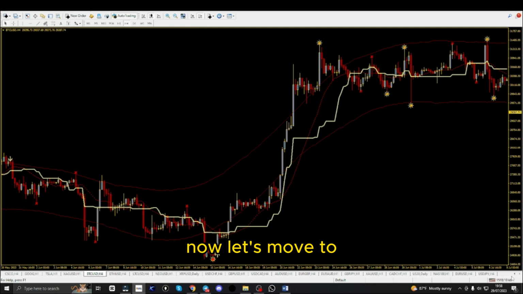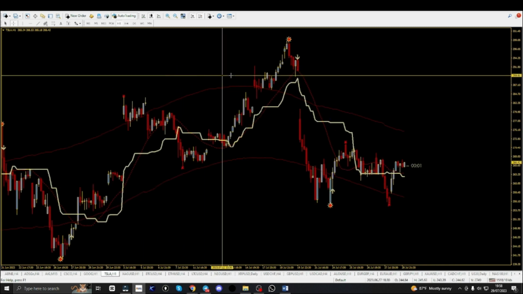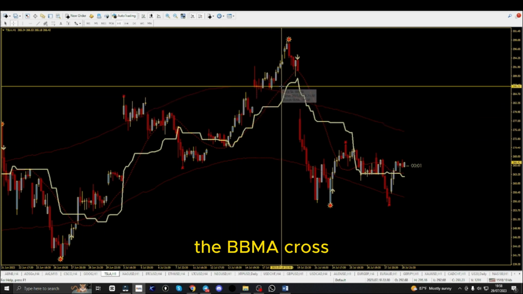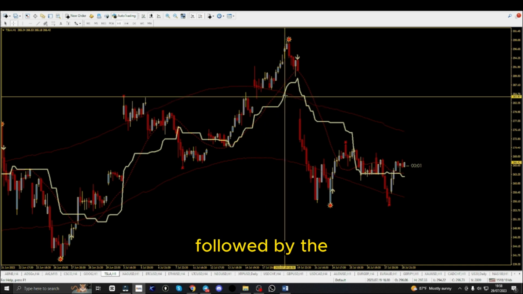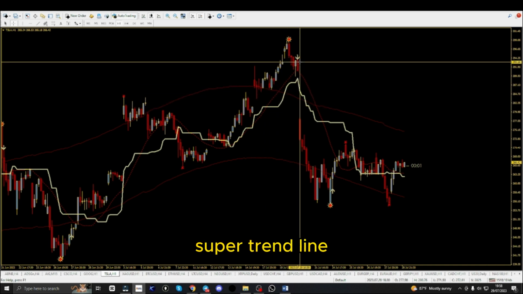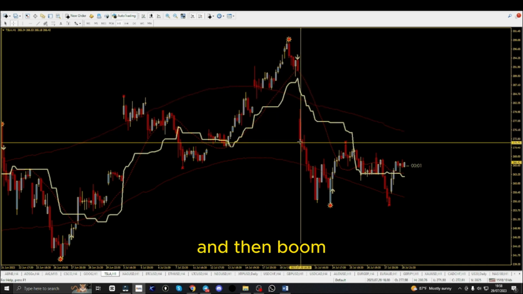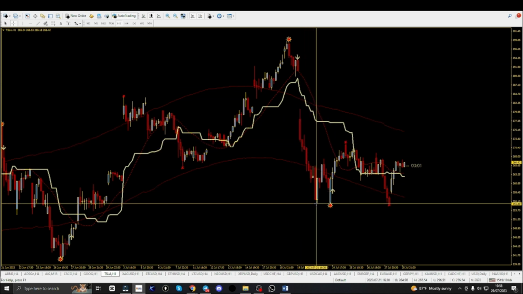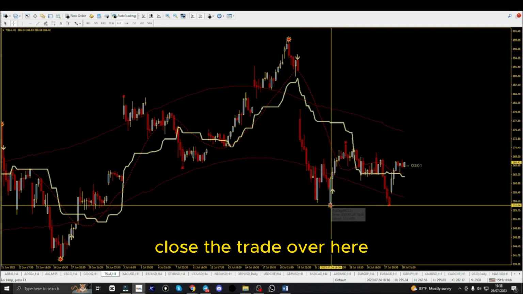Okay, now let's move to stock markets. All right, this one is Tesla. Look at this. This one is on 1 hour time frame. The BBMA crossed the top channel, followed by the super trend line, and then boom, bearish candle. Your entry is going to be over here. All right, boom, and you let go, close the trade over here.